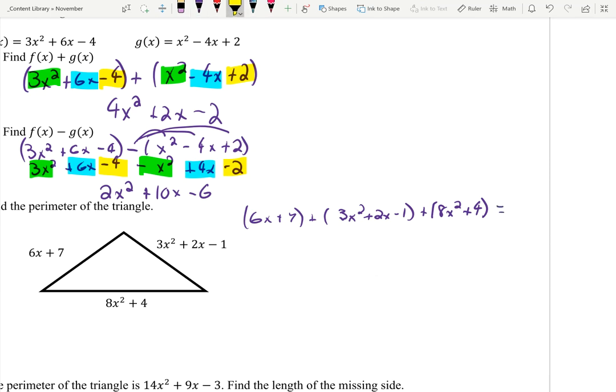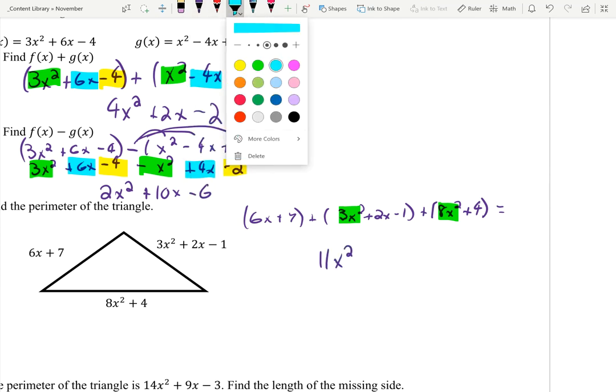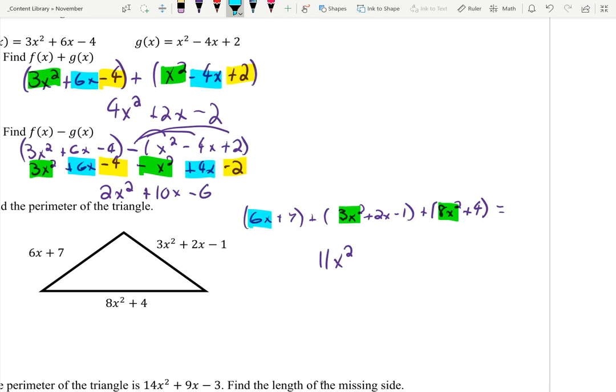And when I do that, it's no different again than just combining your like terms. So I'm going to start with the biggest exponent term that I can find, which is the x squareds. I have 3x squared and 8x squared. In this case, they're both positive, and I'm adding them together. So 3 and 8 make 11x squared. Then I'm going to look for my x terms. So my x terms here, I have 6x and 2x, and those are the only x terms.